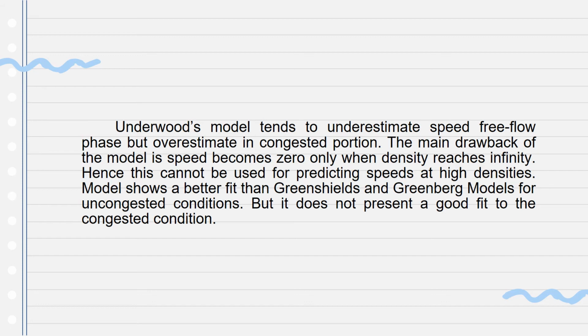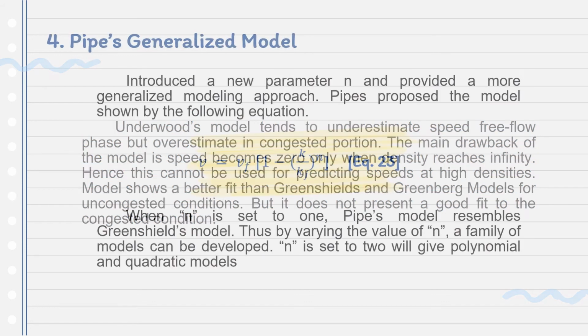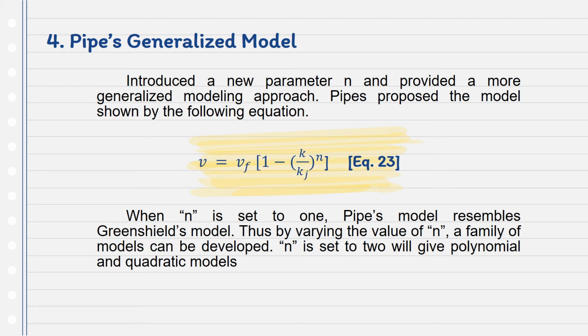And the last model for macroscopic, the Pipes generalized model, introduced a new parameter n and provided a more generalized modeling approach. Pipes proposed the model shown by the following equation: v is equal to v sub f times the quantity 1 minus k all over k sub j, raised to n.